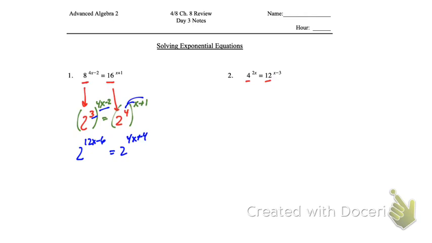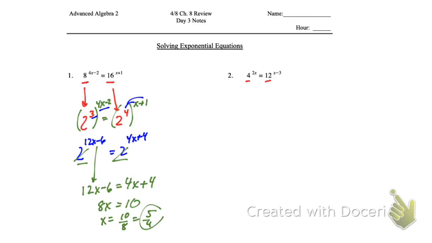And then the rule is, if the bases are the same, we can just eliminate them and drop the exponents down, and our exponents have to be the same. And now we have an old school equation that we can solve by picking on a little guy. We subtract our 4x, we get 8x. We add our 6, we get 10. And we divide by 8, we get 10 over 8, which is 5/4. Okay? So the big thing is getting from that step to that step, recognizing that you can make your bases the same.